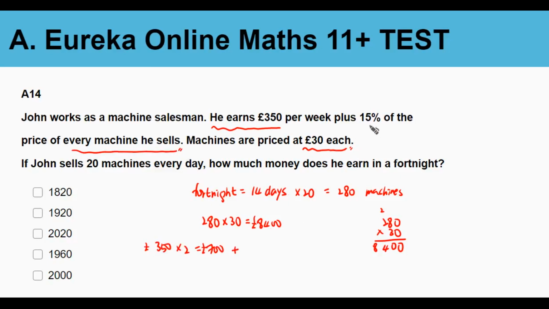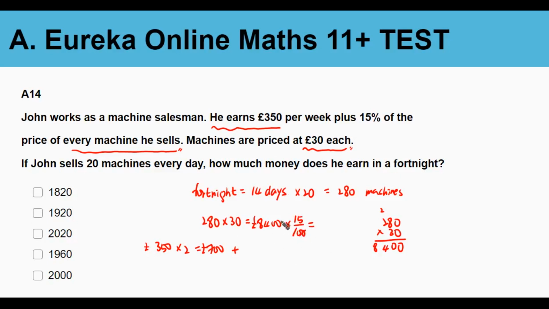Yes, many students get confused about the percentage in a question. Totally he sold £8,400 worth of machines. From here, he gets paid 15% of the price. This is a kind of commission. So 15% of £8,400.